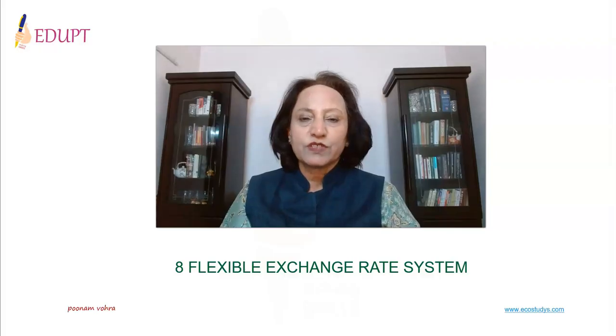This session focuses on flexible exchange rate system. That is, exchange rate gets decided by the market forces of demand and supply. Let's understand how it is done.